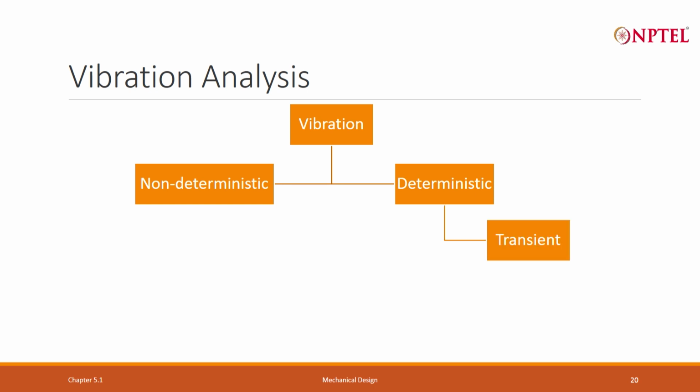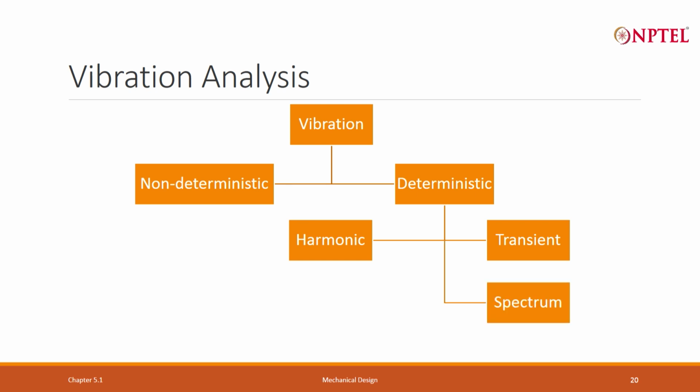Deterministic vibration is basically transient, harmonic and spectrum. Three different types of vibration come under the deterministic type. In non-deterministic, it is random. Both are the same: non-deterministic, you cannot determine. Random means it can be anything.